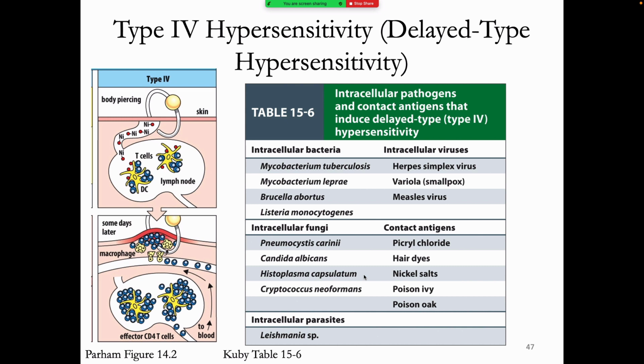The key thing about a delayed type hypersensitivity response, as you might guess, is its timing, that it has delayed in the name. So the timing is going to be important. But the thing that's also really key here is that this one is not antibodies. The other 3 all involve antibodies. A DTH response involves T cells. So this response involves T cells causing problems instead of antibodies causing problems.